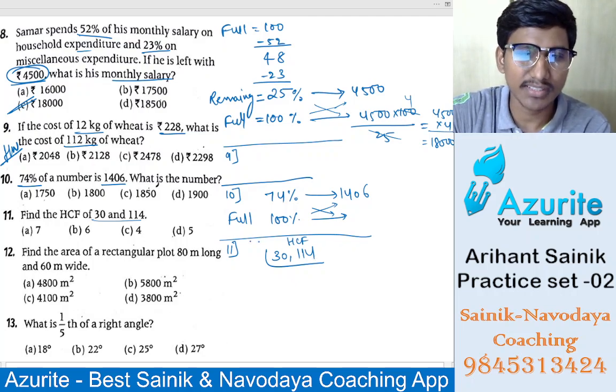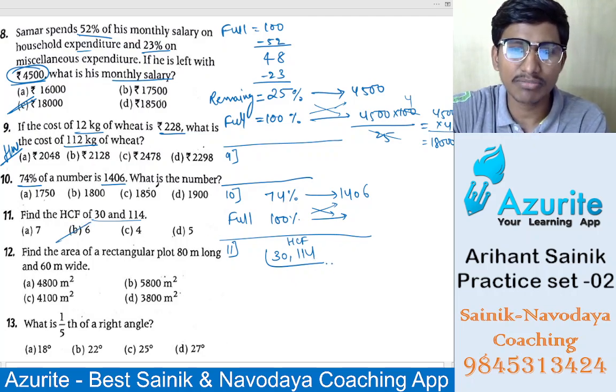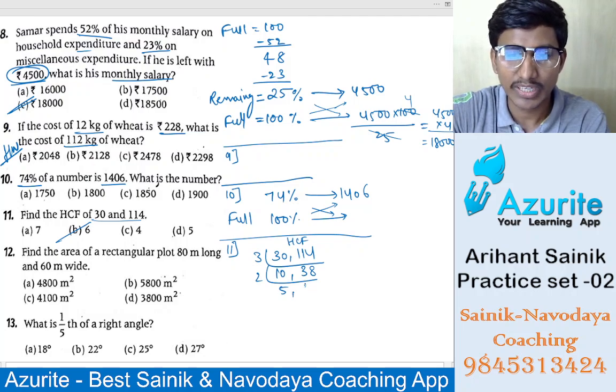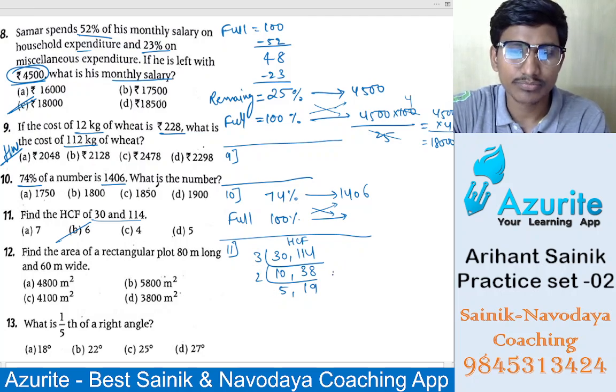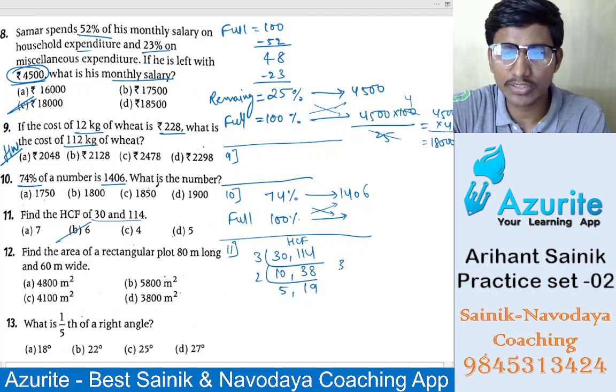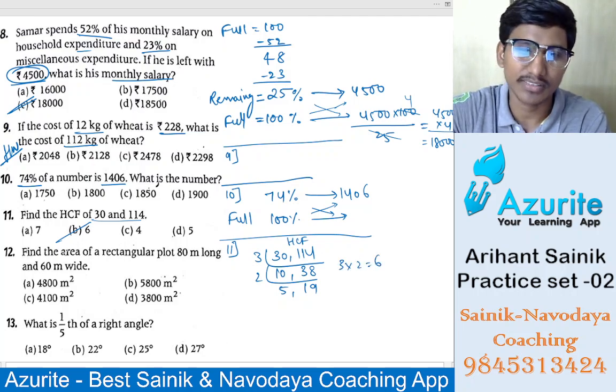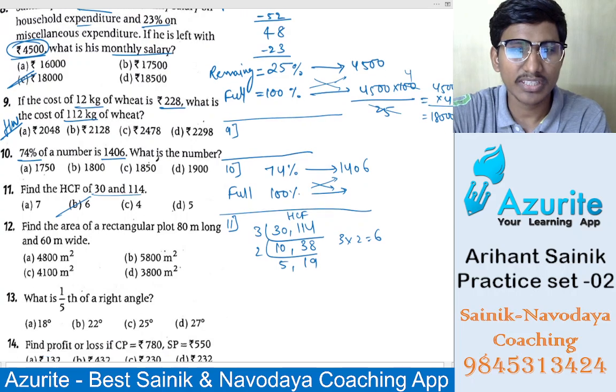Yes, 6 will be the answer. Okay? So which table will both come? 3 table. 3 tens are 30, 3 3s are 9, 3 8s are 24. Again we can divide with 2. 2 5s are 10, 2 19s are 38. Now we cannot divide. So not common. So 3 2s are how much? 6 is the answer. Okay? Understand?